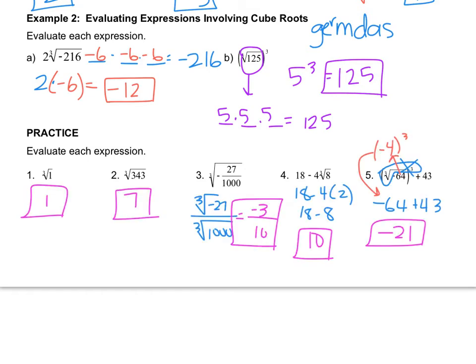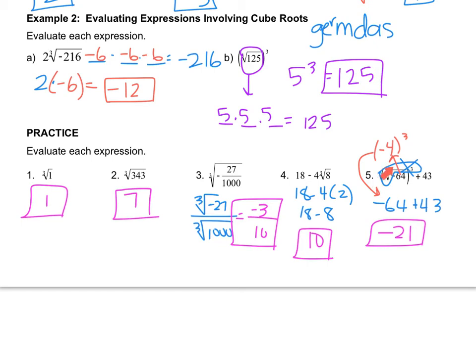Alright, here's what I got. I got 1, 7, then for this one, I broke it apart, and remember when you break a fraction apart, you just give the negative sign to the numerator, so this gave me negative 3 over 10. This, I had to do the radical first because of GERMDOS, so I did the cube root of 8, which is 2, and then I did 4 times 2, which is 8. Remember, order of operations, you multiply before you subtract, and so then I got 10.